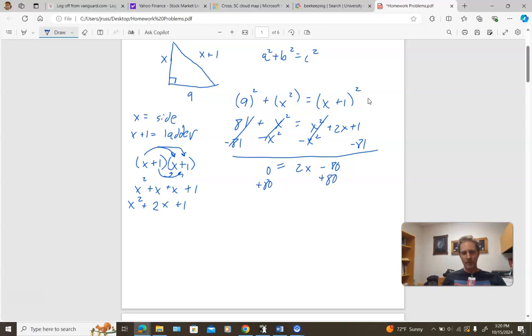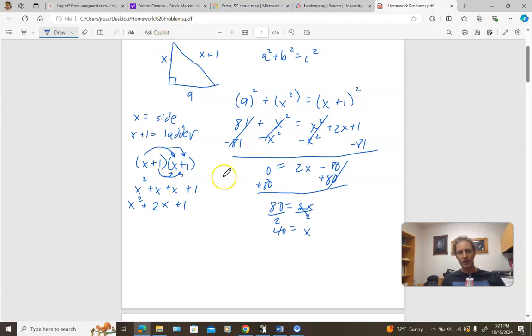So we had one like this in the homework. And so we'll be left with 2x is equal to 80. And then if we divide both sides by 2, oops, I'm getting ahead of myself. We're going to have x is equal to 40, okay? Well, 40 is the distance that the ladder reaches on the wall.